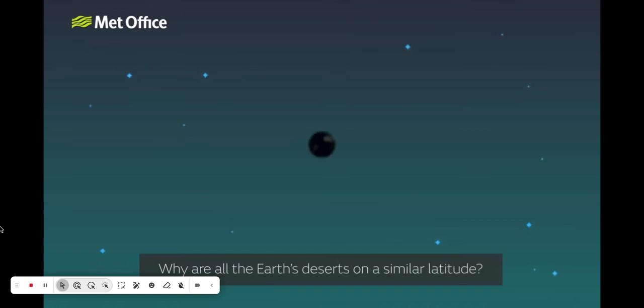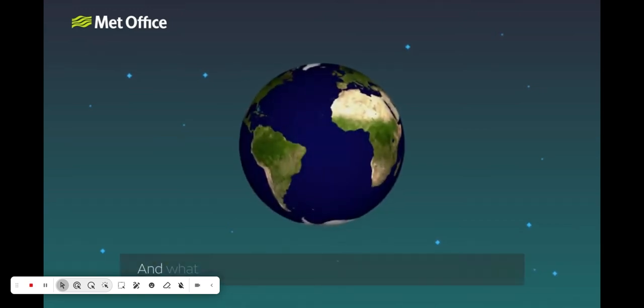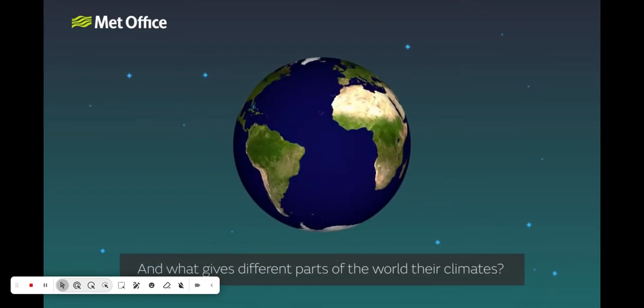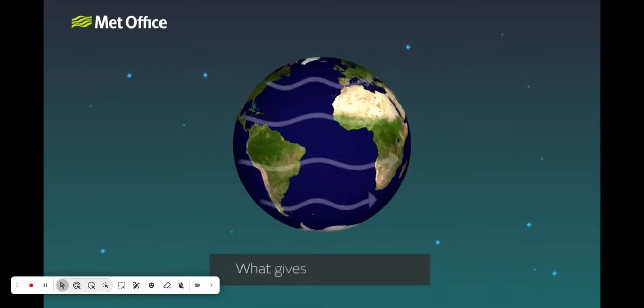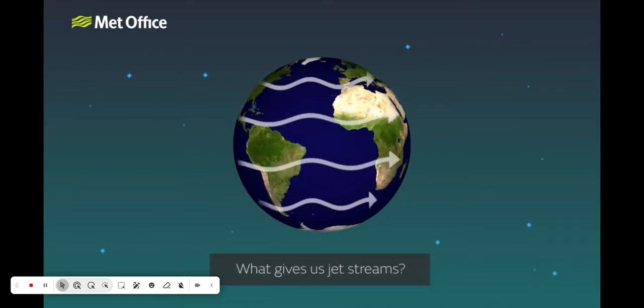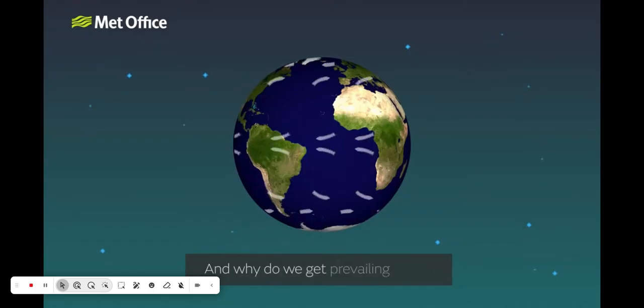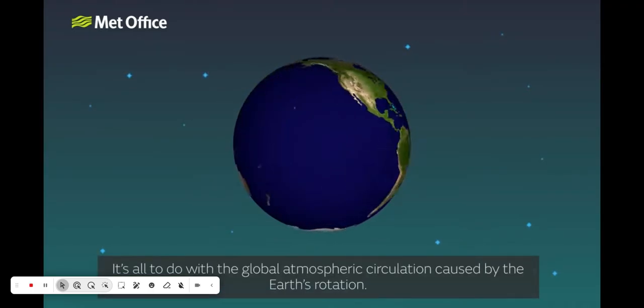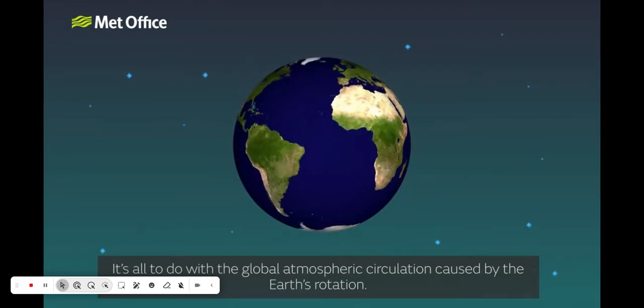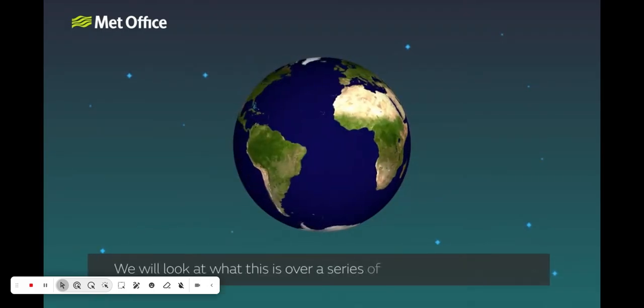Why are all the Earth's deserts on a similar latitude? And what gives different parts of the world their climates? What gives us jet streams? And why do we get prevailing winds? It's all to do with the global atmospheric circulation caused by the Earth's rotation. We will look at what this is over a series of short explainer videos.